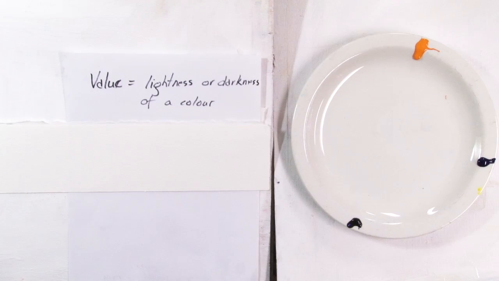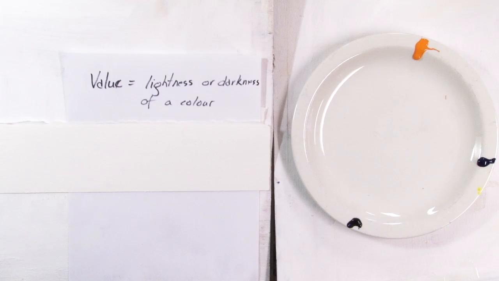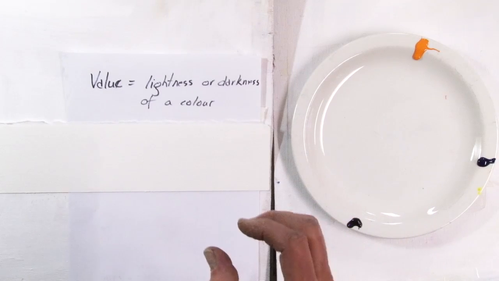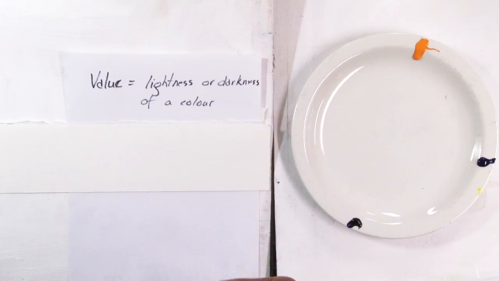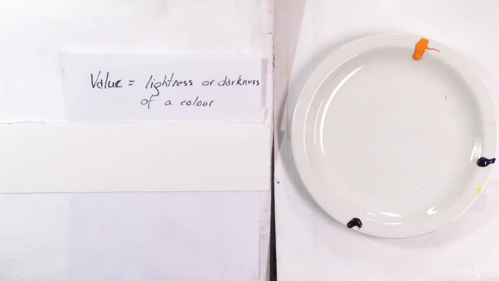We're going to take a look at a very basic but very important concept known as value. And value is just the lightness or darkness of a color. The dark accents in the painting are what attract the eye. So by carefully organizing your dark values, you can lead the eye through the picture. And a good value pattern that does lead the eye through the picture, giving the viewer a pleasant journey through the picture, is essential to a good painting.